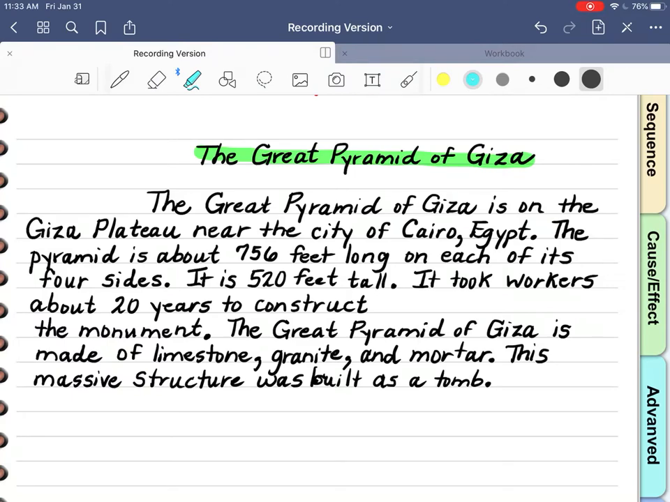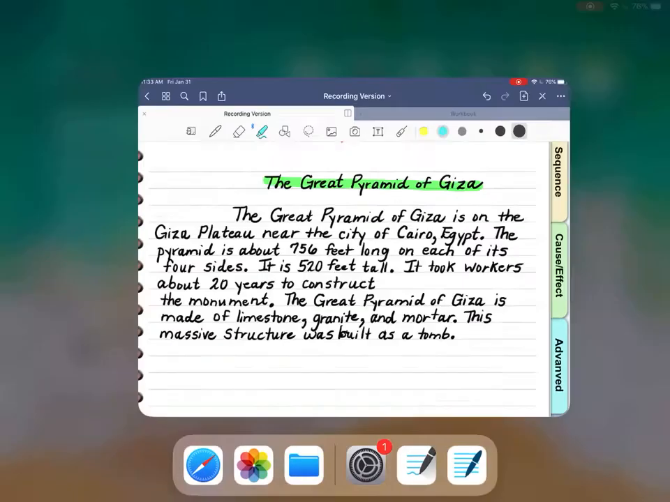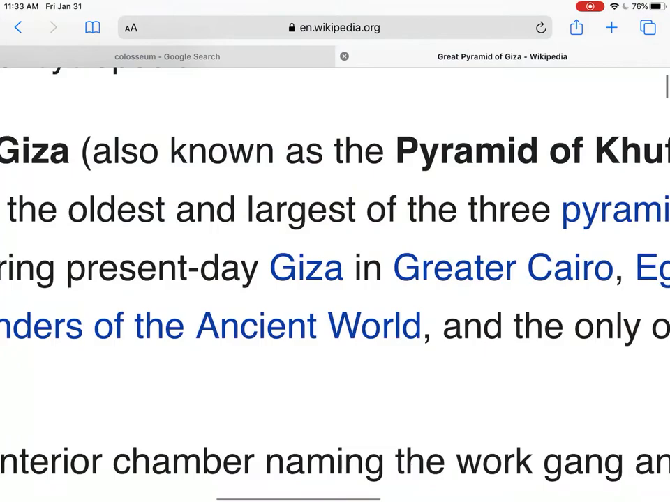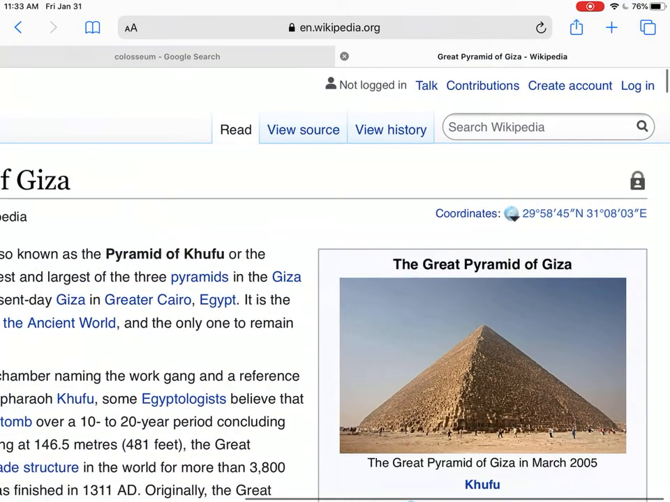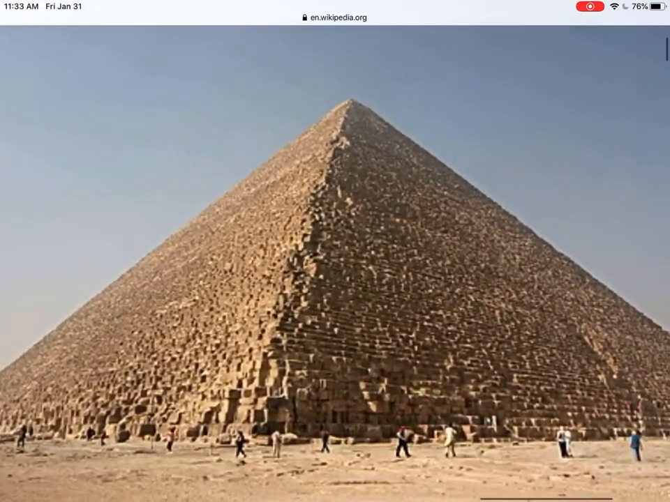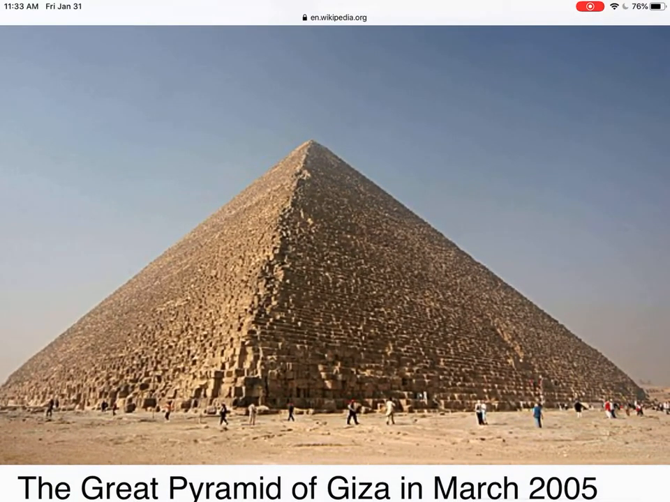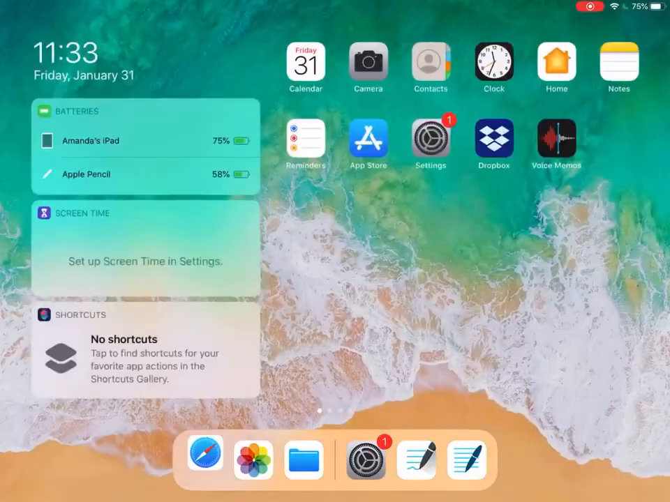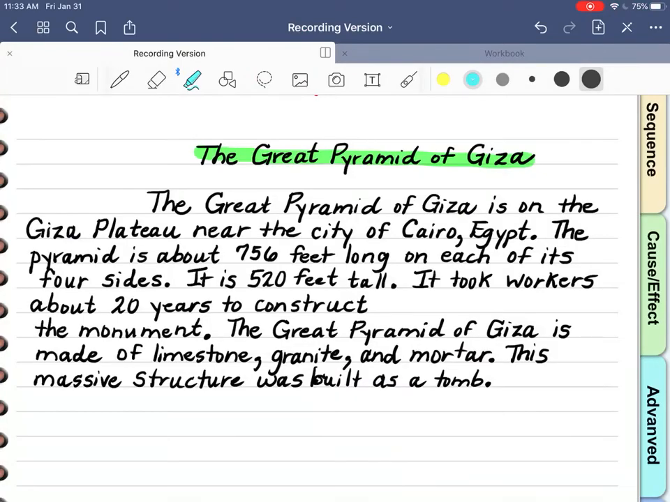So tell me about this pyramid. Why in the world, sorry, it's bouncing around on me here. Why did they build that thing? Why did they take 20 years to construct this monument? What was the main point of building this structure? Well, the passage tells me the structure was built as a tomb. That is the main idea about the pyramid.